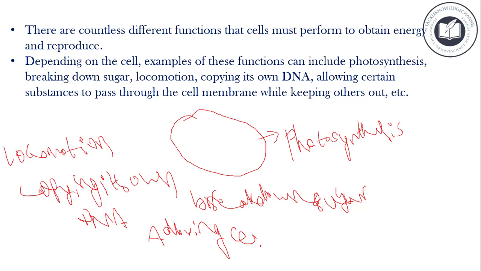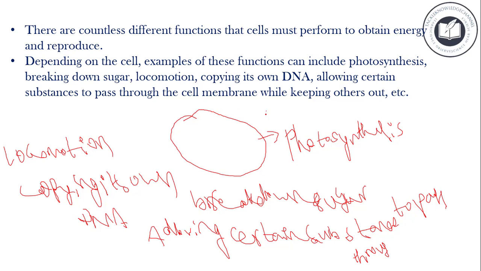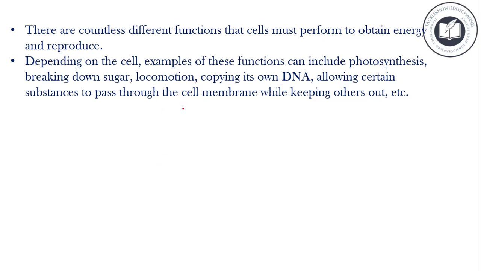Next, it is allowing certain substances to pass through the cell membrane. That means the substances which are present outside the cell are going to pass through this cell membrane, while keeping others out. So other molecules stay outside. This cell membrane will allow only some particular types of molecules.